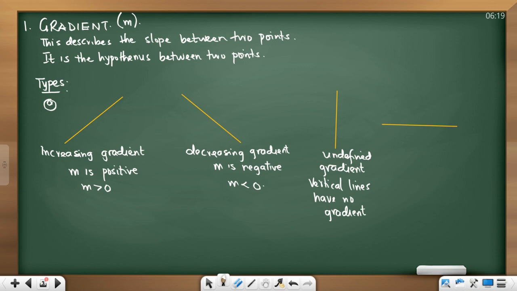Now here we have a 0 gradient. M is equal to 0. So horizontal lines have 0 gradients. This is very important, especially for those of you doing physics as well. Okay, so those are the 4 points I have on my gradient. Very key. Please, let's make the writing very fast. I'm going to run now.